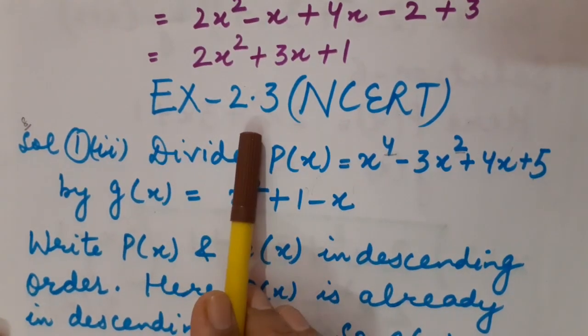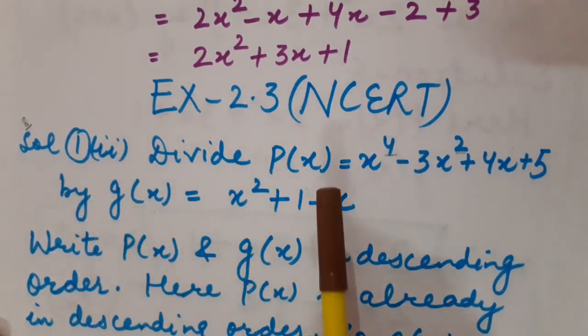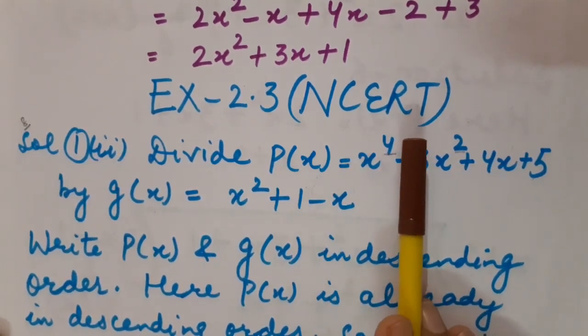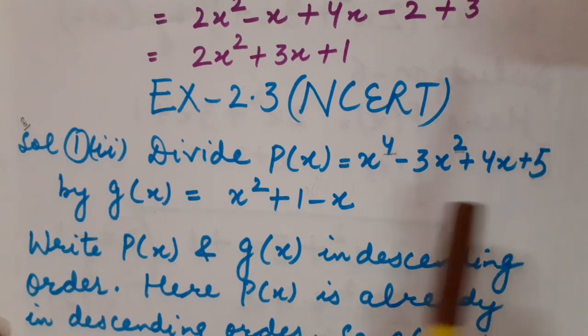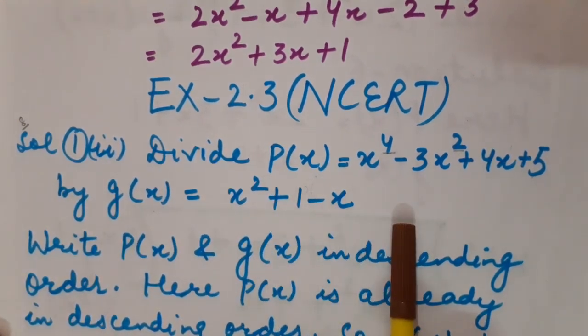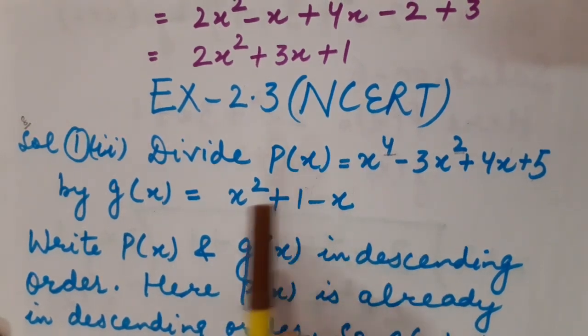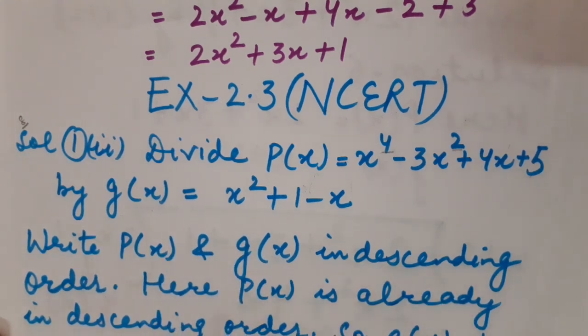Now children, I am going to take one more question. This is from exercise 2.3 NCERT, question number 1, second part. You have to divide this polynomial in x, that is x raised to the power 4 minus 3x square plus 4x plus 5 by gx, that is x square plus 1 minus x. Clear children? What you have to tell in this question, after dividing px by gx, is what is qx and what is rx.